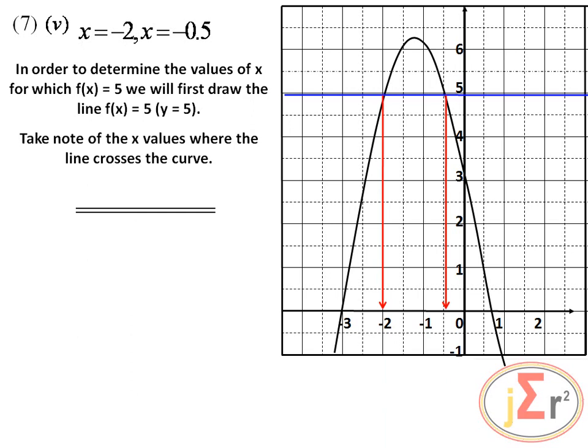What are those x values? Those x values are negative 2 and negative 0.5. Those are the points, or the x values of the points, where the line y is equal to 5 crosses f of x.